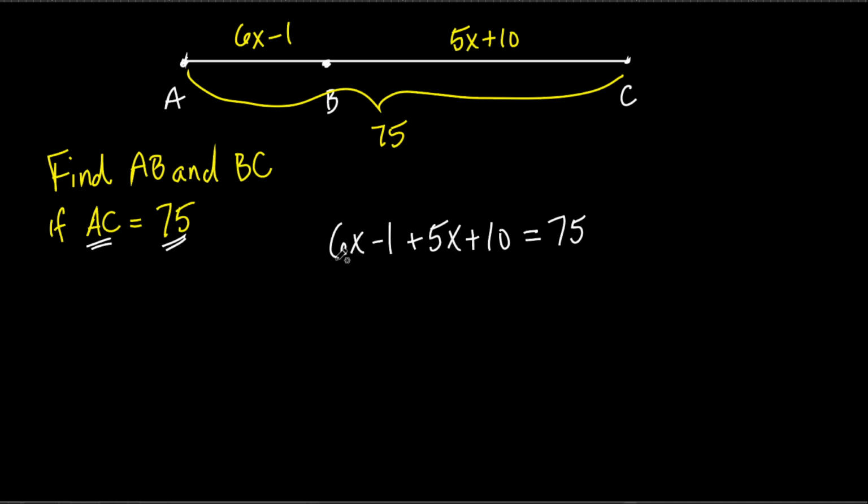So let's add like terms. I got a 6x. What other like term is with an x? The 5x. So 6x plus 5x is 11x. Now let's just add the regular numbers. I've got a negative 1, right? Minus 1 is a negative 1. And I add it to a 10. What's negative 1 plus 10? Is it positive or negative? Positive, so I put plus 9. And that equals what? 75.